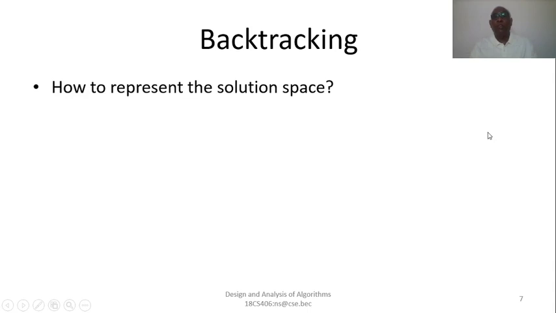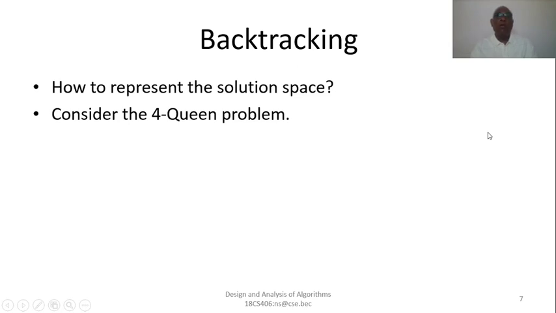Now, how to represent the solution space? The solution space is very huge. So if you want to work on the solution space, if you want to find the solution, you have to work very disciplinedly on this solution space. Not only that, before you work on the solution space, you should organize the solution space. You should find out the right data structure to organize the solution space.